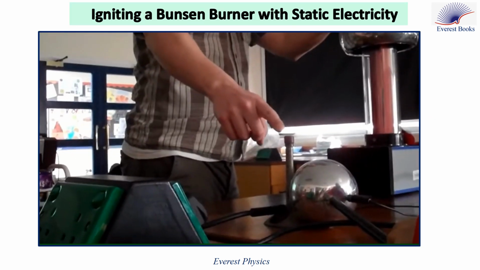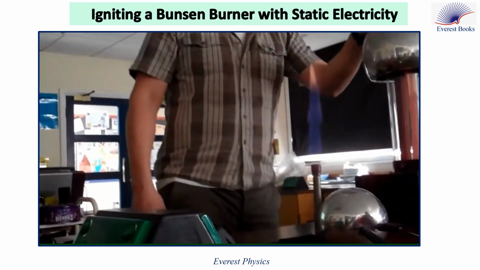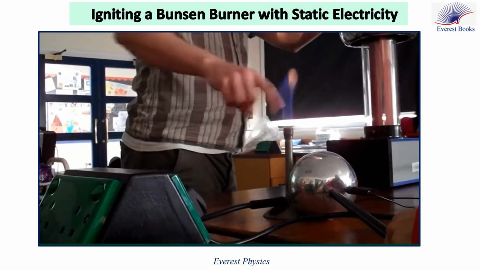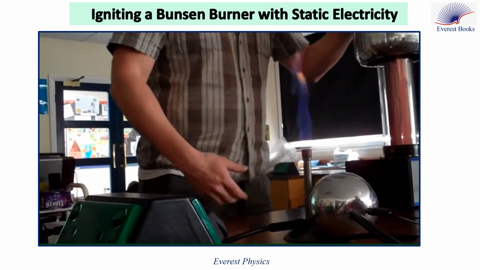In this activity, as the man approaches the open gas valve of a Bunsen burner, electrostatic induction pulls electrons in the gas towards the positive charge in his finger. This creates a strong enough electric field for a spark to jump the gap, igniting the flammable gas.